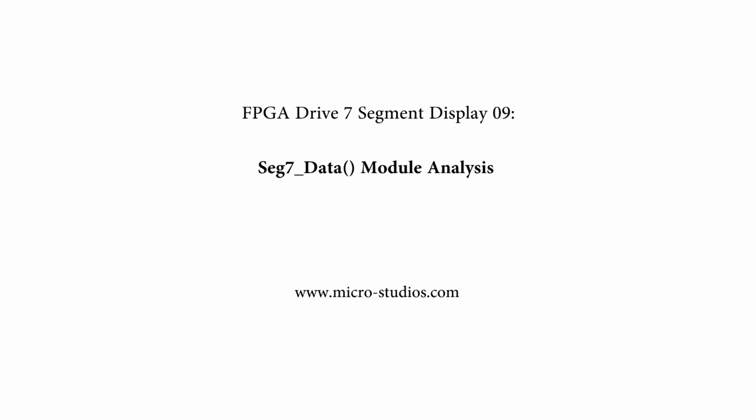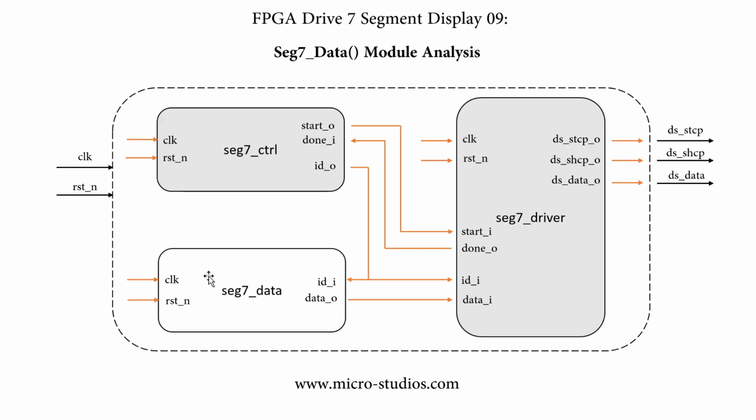In this video, we will talk about the segment 7 data module analysis. From the previous system block, we know the segment 7 data module is here, this one. This module is very important. It decides what kind of data is shown on the segment display. You can design one stopwatch, digital clock, or any other function depending on your data processing in this module.